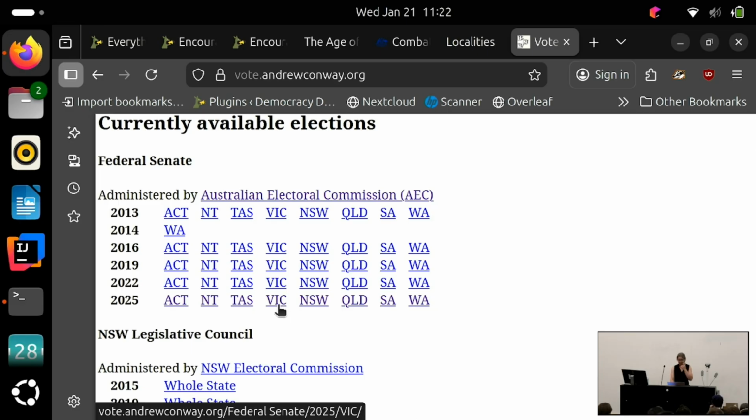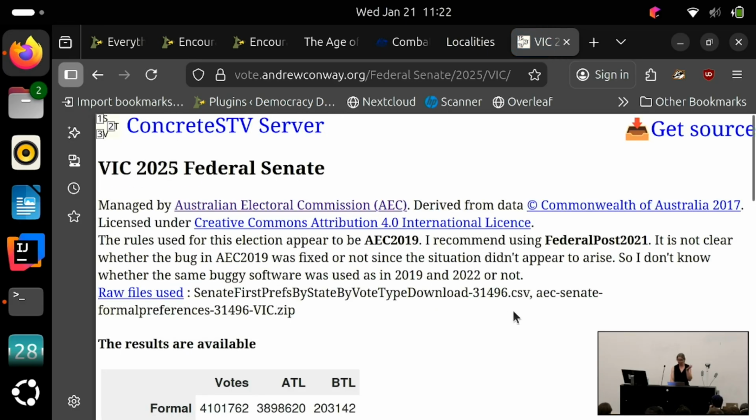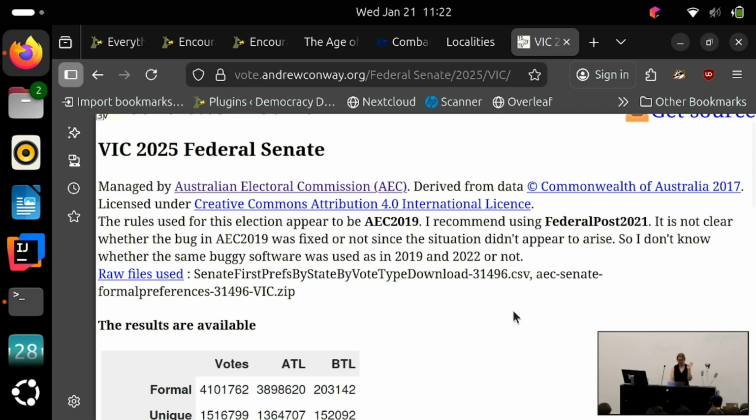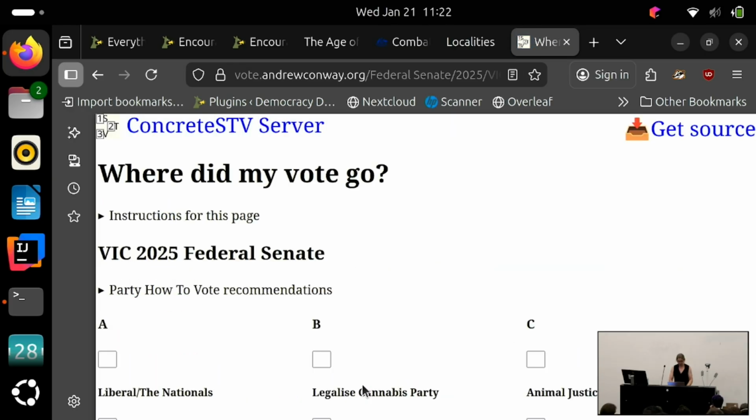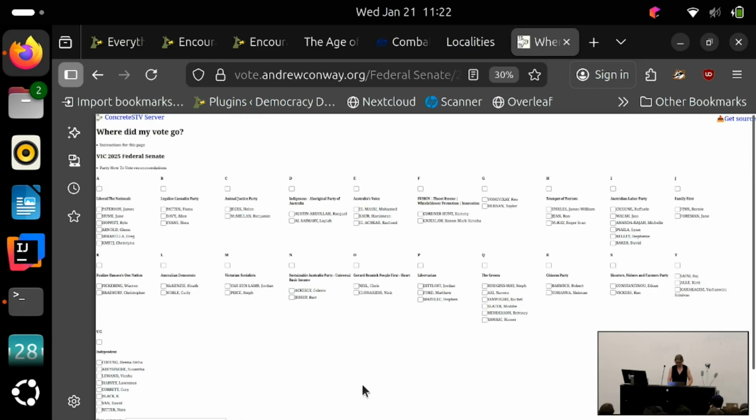So let's do the Victorian example. There's a whole lot of fun tools on this site, including the capacity to check whether your vote is in the AEC's list, but we're going to skip ahead today, and go right down to the bottom and see what was the actual process of redistribution and elimination and passing around of votes.